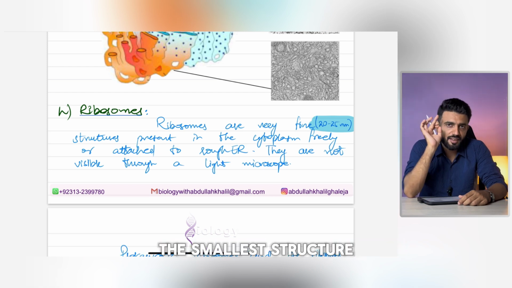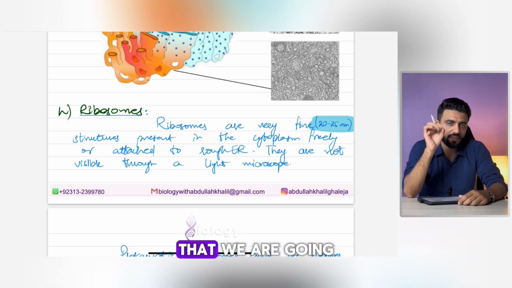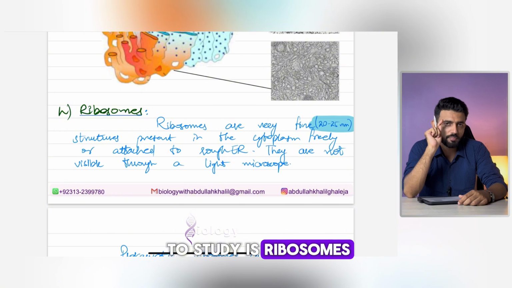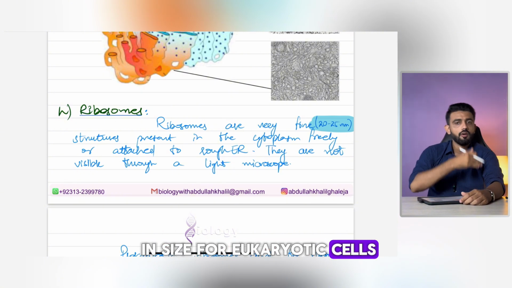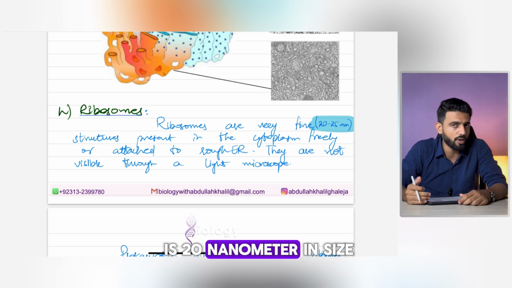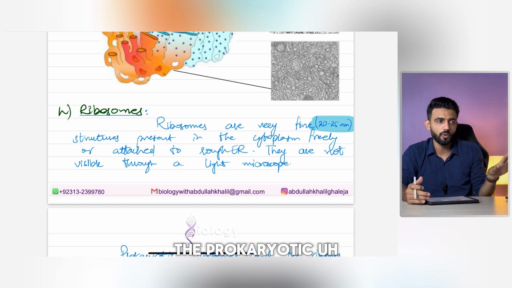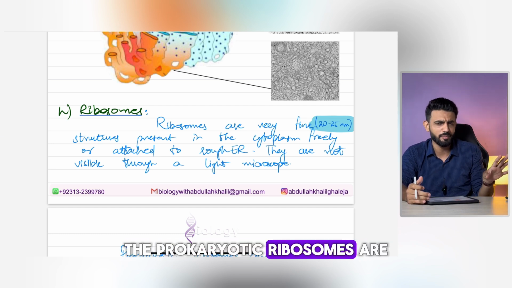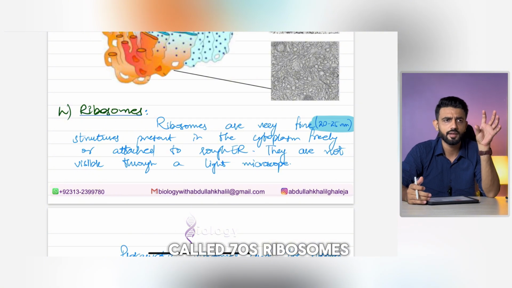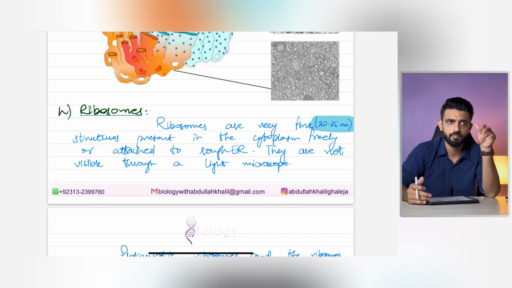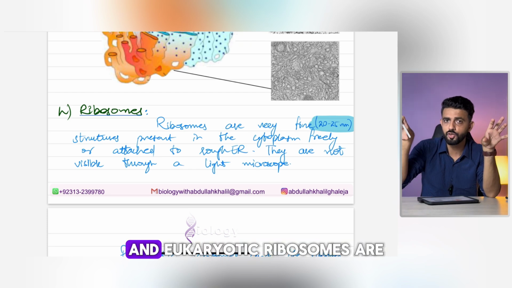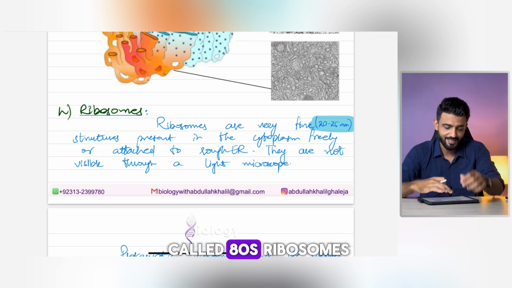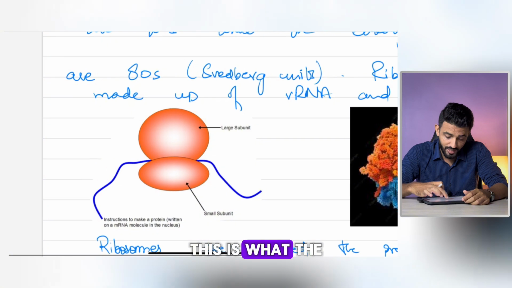The smallest structure within the cell that we are going to study is the ribosome. This is 25 nanometers in size for eukaryotic cells. For prokaryotic cells, this is 20 nanometers in size. The prokaryotic ribosomes are called 70S ribosomes. This is because of their sedimentation rate. 70S ribosomes, and eukaryotic ribosomes are called 80S ribosomes. This is what the structure would look like.